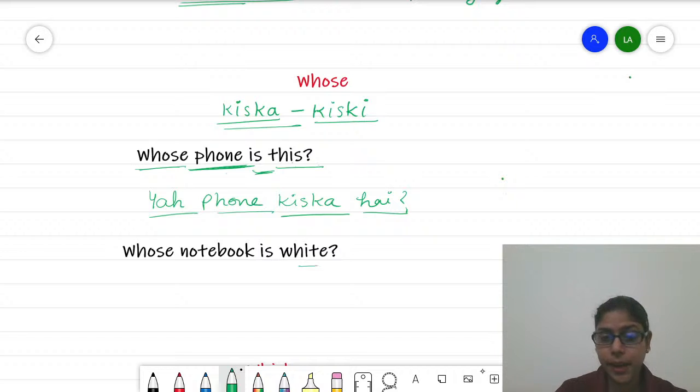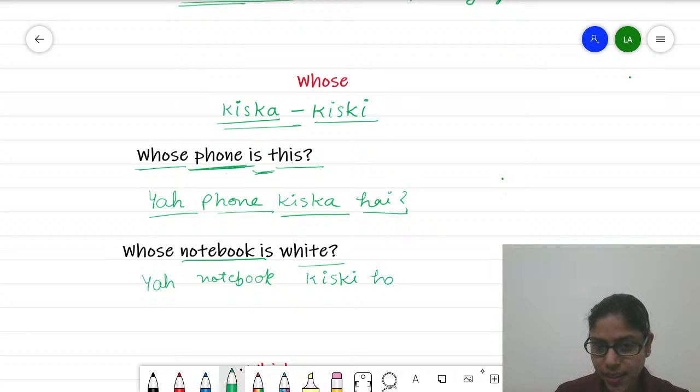Whose notebook is white? Now again we have to first consider the gender of the thing which we are talking about. So we are talking about notebook. So notebook will be feminine. So we have to say यह notebook किसकी है? यह notebook किसकी है? Yes, यह notebook किसकी है? यह phone किसका है? यह notebook. Okay, whose notebook is this? It's not this white. So it will change.